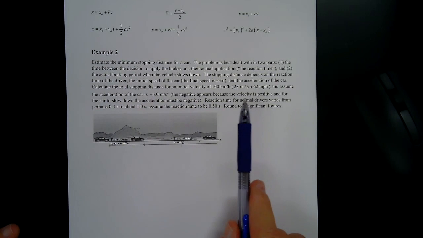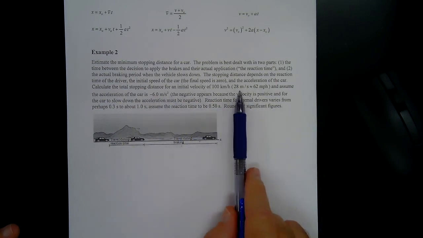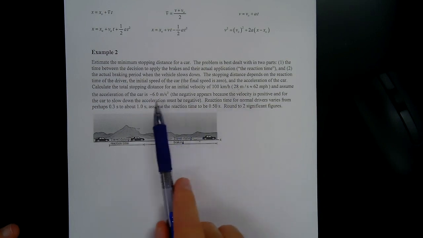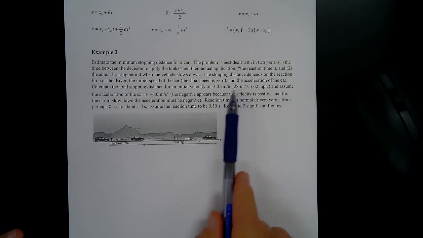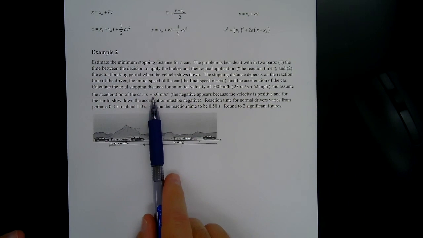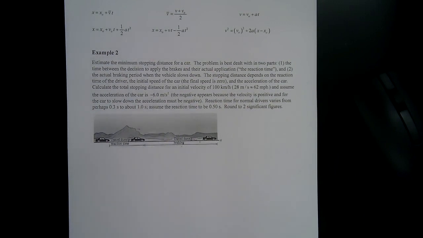Now, I wanna talk about this. Why does this have to be negative? It has to be negative because our velocity is positive and we're stopping the car, so it has to be slowing down. For anything to slow down, if you have a positive velocity, this acceleration is gonna have to be negative. If you wanted to speed up, this would have to be positive. So that's going to help us determine whether the acceleration should be positive or negative.